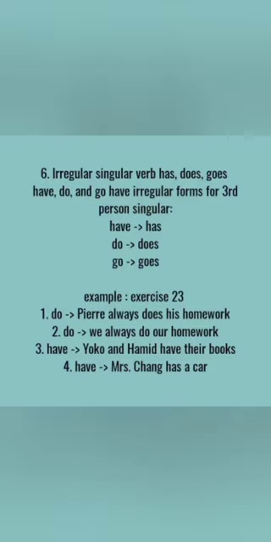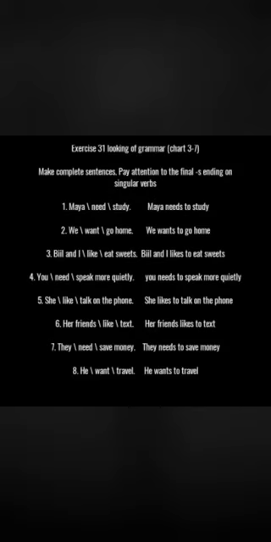And then irregular singular verbs has, does, and goes. Example is exercise 23. Number 1, do. Pierre always does his homework. Number 2, we always do our homework. Number 3, have. Yoko and Hamid have their books. Number 4, Mr. Chang has a car. Okay, now it's my turn to explain to you how to use simple present tense.